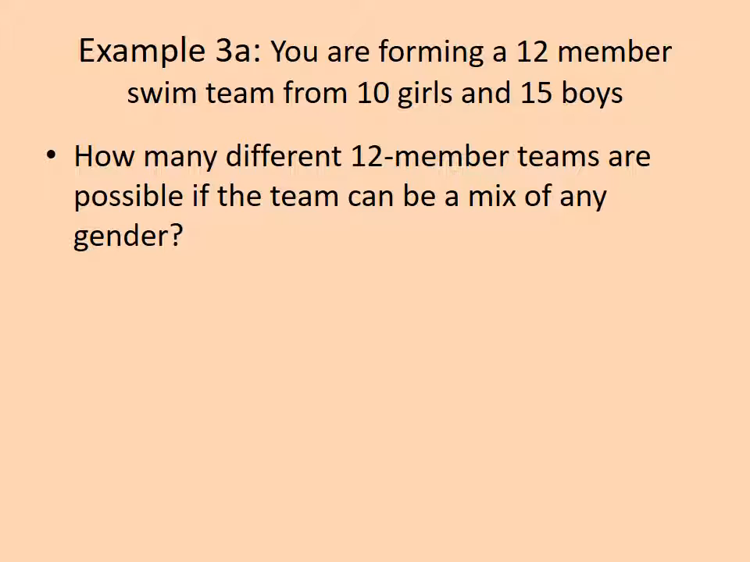In this example, you're forming a 12-member swim team from 10 girls and 15 boys. How many different 12-member teams are possible if the team can be a mix of any gender? Well, since you have 10 girls and 15 boys, you have a total of 25 people. And we need to create a 12-member swim team. If you're creating a 12-member swim team, order doesn't matter. So we need to do combinations. So this would be 25C12, which is 5,200,300. Remember, this is a combination problem because order doesn't matter.